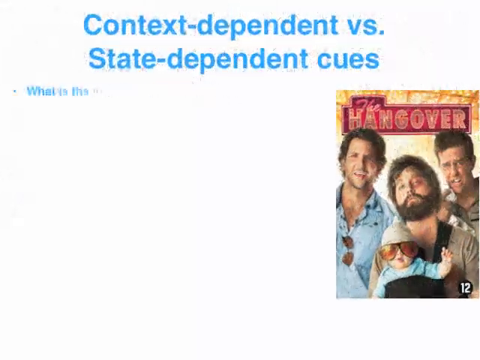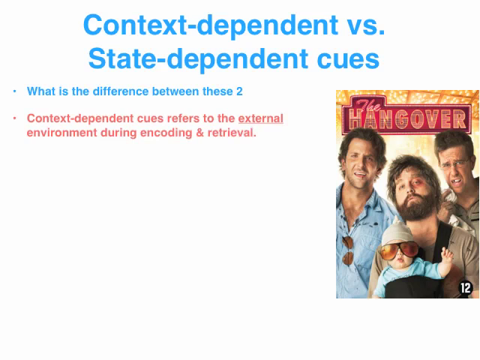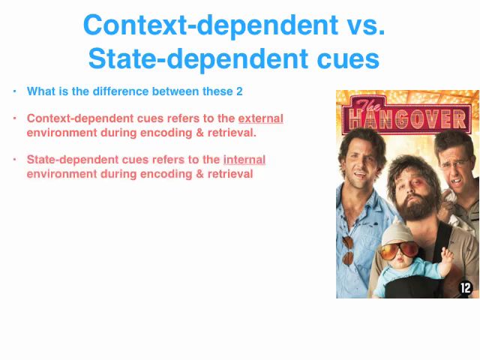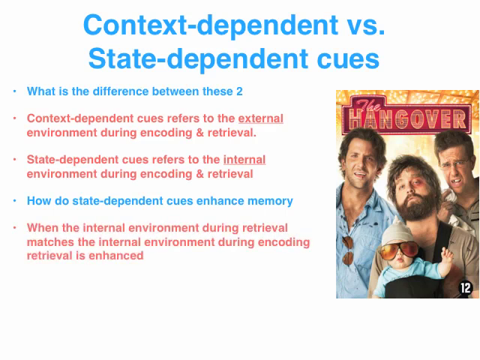Context. The difference between context and state-dependent cues is context-dependent cues refers to the external environment you're in during the initial encoding and then subsequent retrieval, whereas state-dependent cues refers to the internal environment you're in during the initial encoding and subsequent retrieval process. So in terms of enhancing memory via state-dependent cues, well, when we get a match between the internal environment you're in during the initial encoding with the internal environment you're in during the subsequent retrieval, you're going to get a higher recall.